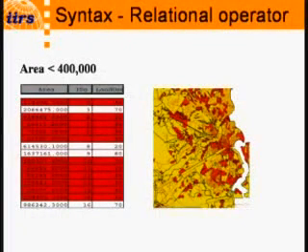If I apply this, like select star from the feature class or the shapefile where area size is less than 400,000, this is the simplest way of selecting. So you don't have to select one by one. Apply a condition, apply a where condition, and you can automatically get all those data.